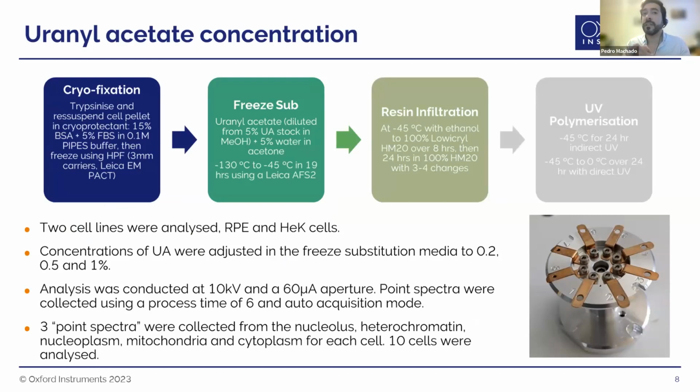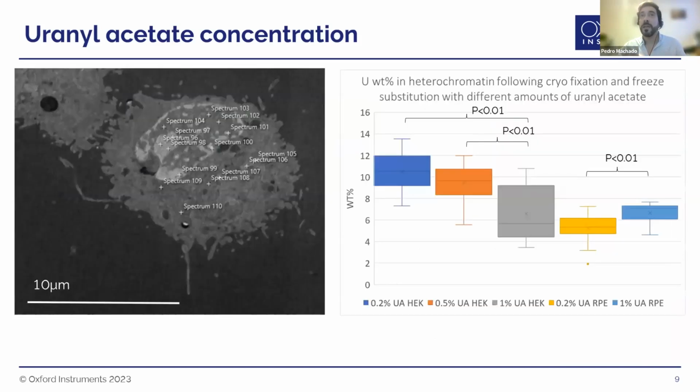We conducted the EDS analysis, and we tried to compare different compartments in the cell. We tried to get 10 cells per condition, and then see if this starts to make sense with the UA concentration versus the contrast. What you can see in this plot is that there doesn't seem to be any logic to this. As you increase the percentage of UA in your free substitution, you seem to find less weight percentage of UA in your cells.